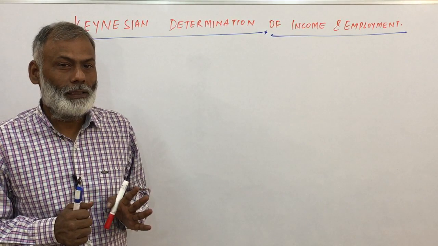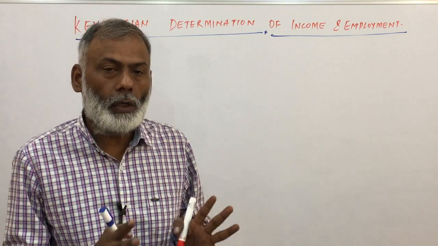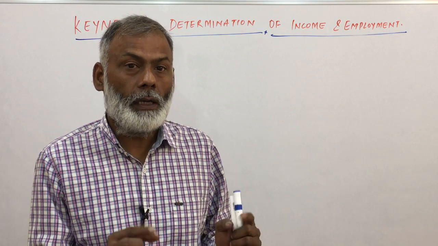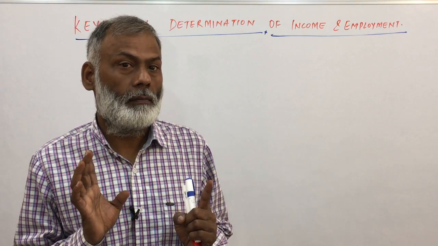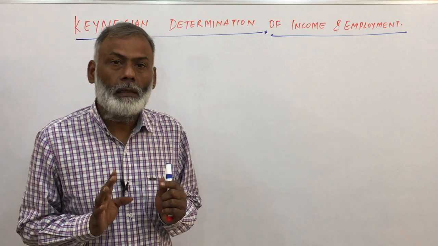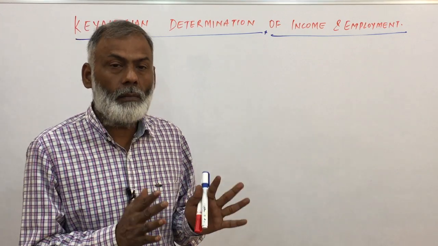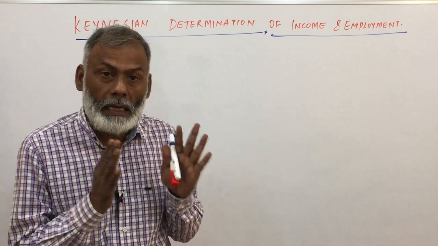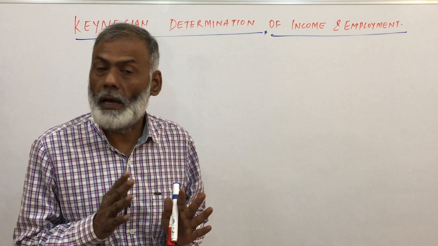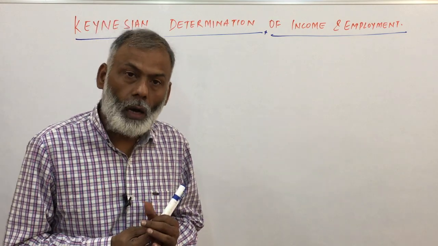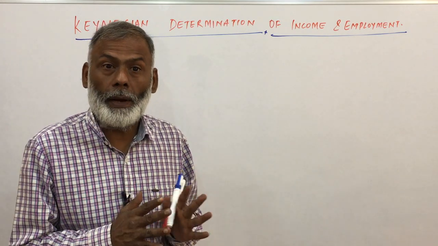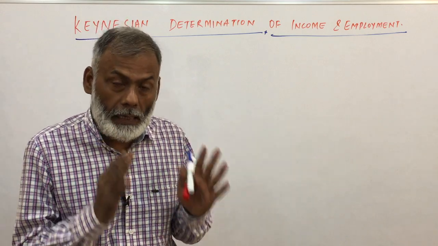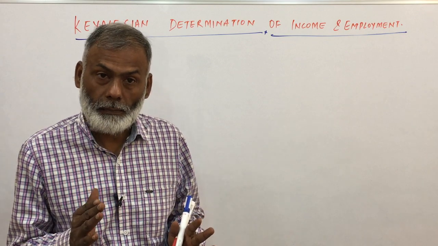Hello, good morning. In today's video, I am going to explain how income and employment is determined in the Keynesian framework. As we know, according to Keynes, income and employment is determined by the aggregate demand and the aggregate supply. So, the two major components of the Keynesian framework are called the aggregate demand and aggregate supply.